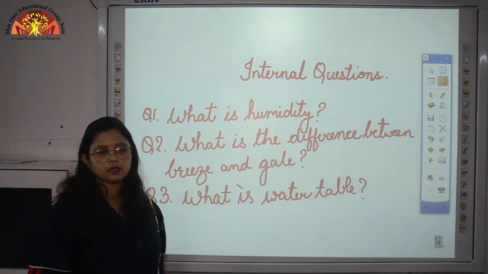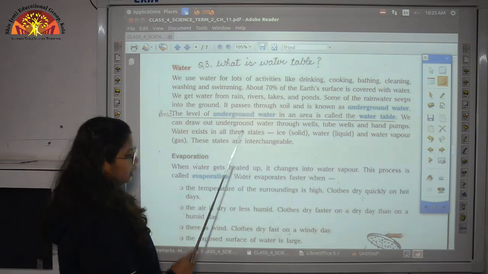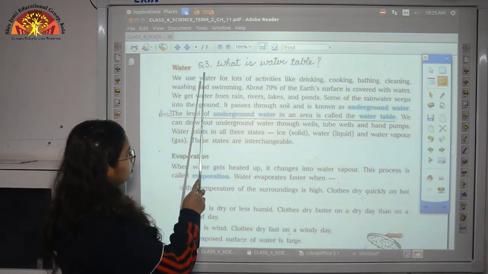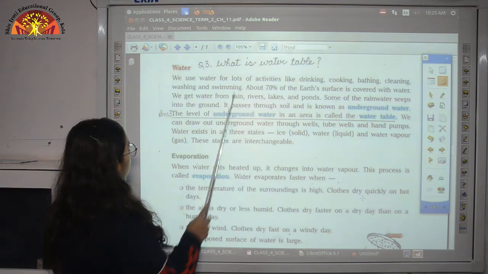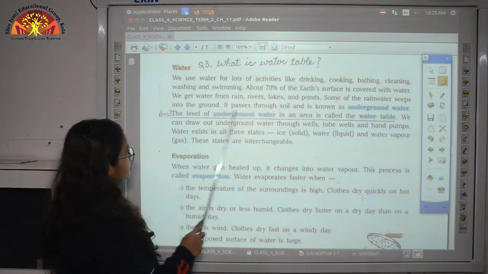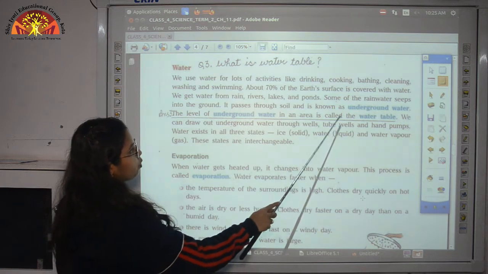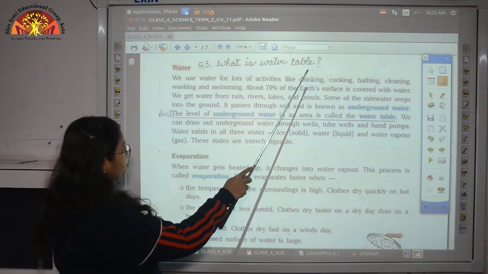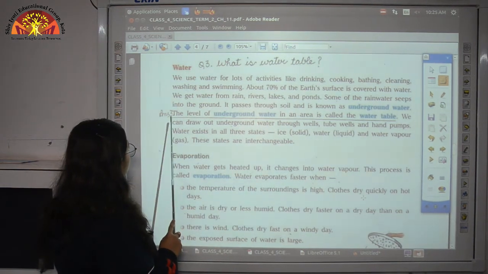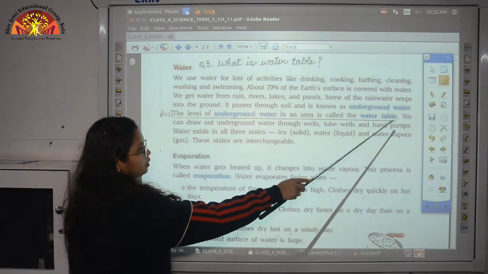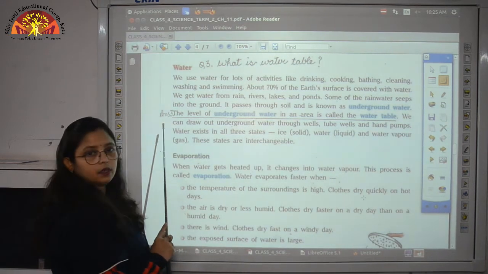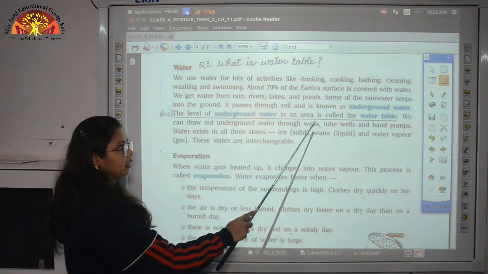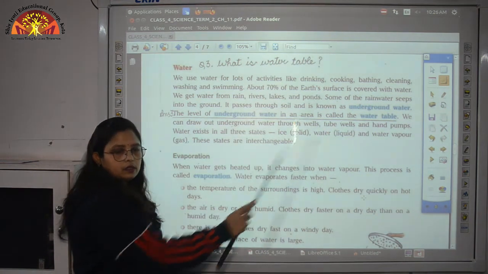So now let us mark the answer to this. So children, mark the answer on page number 97 under the paragraph heading water. You have to mark it in the 5th line. The level of underground water in an area is called water table, and you can write the question just above this paragraph. So you have to underline it from the level till water table and mark it as answer number 3. I repeat the answer. The level of underground water in an area is called water table.